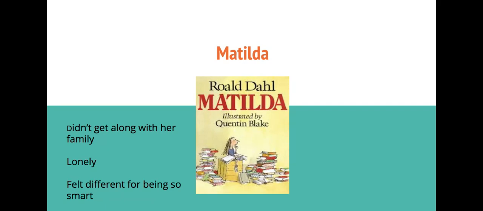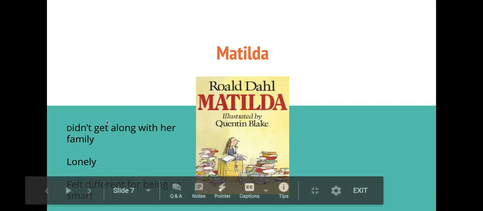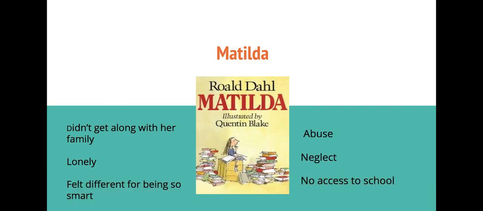She felt different because she was so smart. Those are struggles she had, but they weren't social issues. However, she did face abuse, neglect, and this is a really big one and kind of a big social issue right now, not having access to school. And she wasn't allowed to go to school for all the years leading up until when the book takes place.